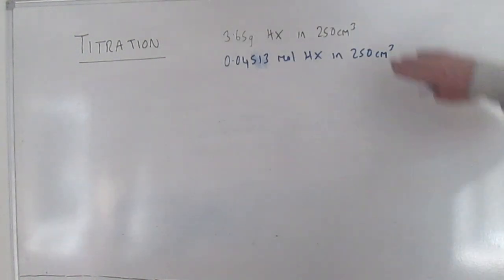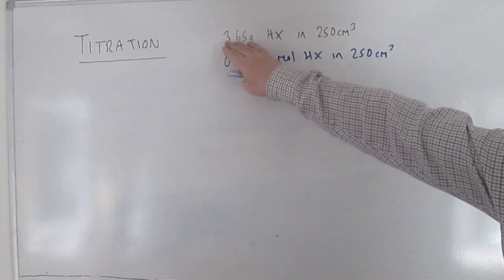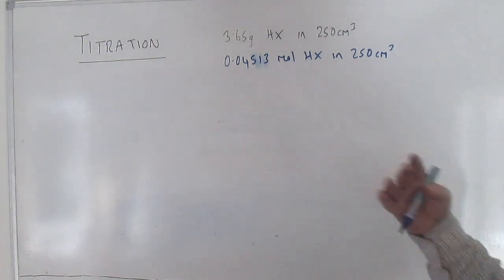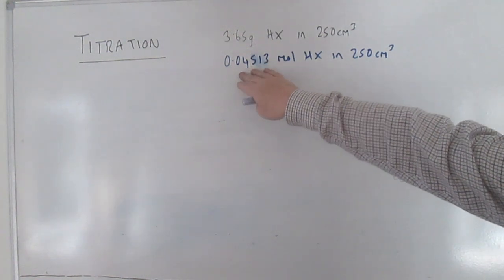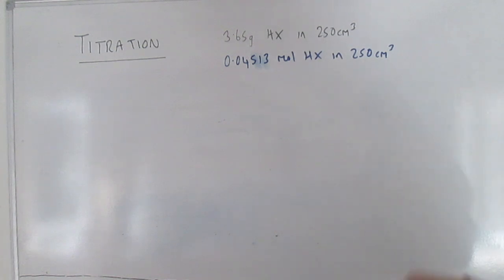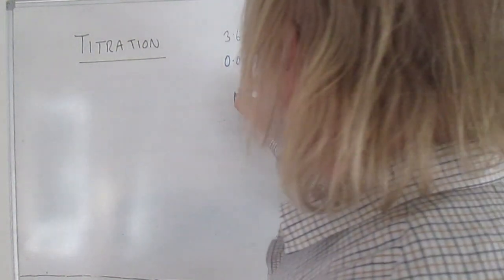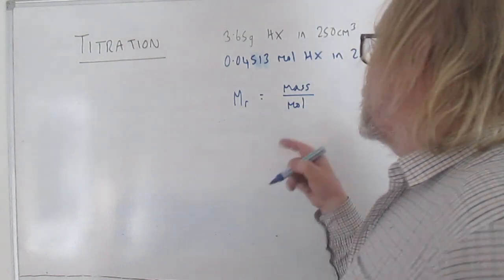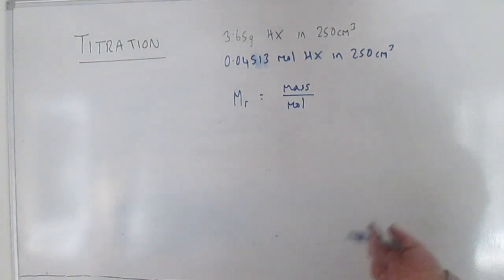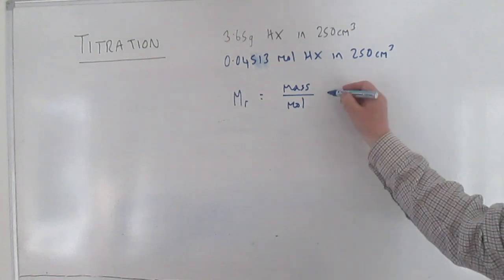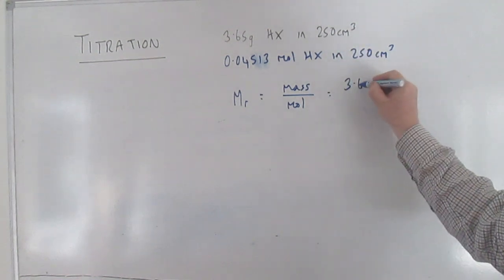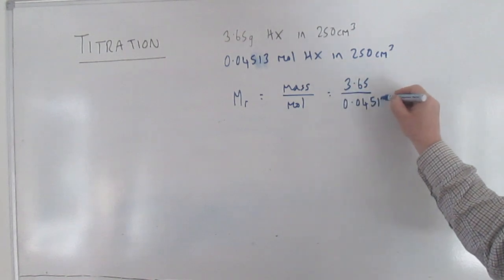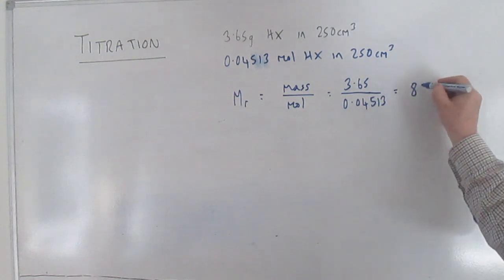Okay, so where that gets us is here: in the question it told us that there were 3.65 grams of HX in 250 cm cubed, and now we know how many moles that is, because from the titration we've calculated that there were that many moles of HX in 250 cm cubed. So we can just do this relationship now, that MR is equal to mass over moles, and we know those two numbers for this particular 250 cm cubed, so we can plug those numbers in. So that's equal to 3.65 over 0.04513, and if you calculate that, that comes to 80.9.